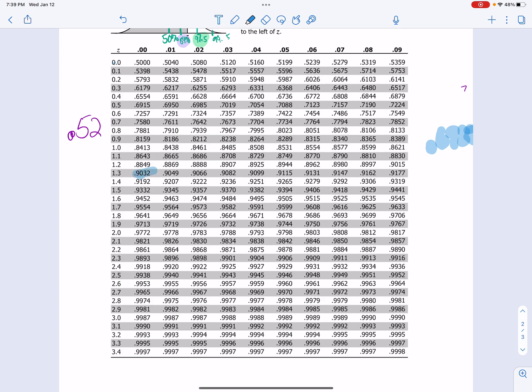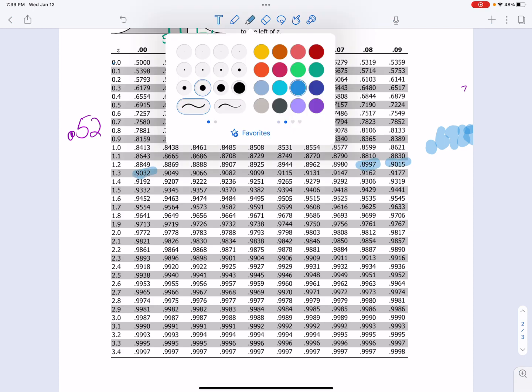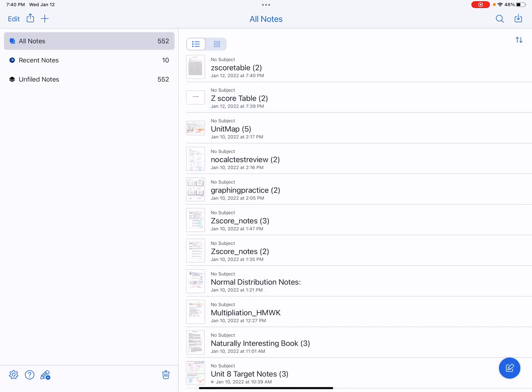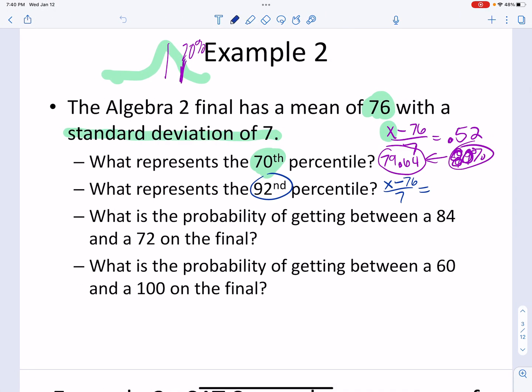Okay, 903. Nope, 915. Okay, this one. That is the guy. This one. That is the closest one, 0.8997. That's almost 90%. And that is 1.28. So I'm going to go back to my example, and I'm going to say, okay, the z-score is 1.28. So I'm going to take 7 times 1.28, and then I'm going to add 76. So my score on the test would have been an 84.96.